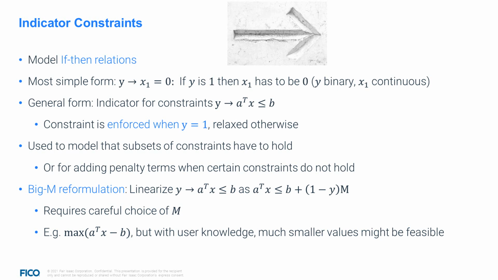When using big M formulations instead of indicator formulations in the model, the value of M has to be chosen carefully. A trivial choice, and one that a solver like Xpress can take automatically, is of course the maximum of A transposed x minus b. However, a much smaller value of M might be feasible if there are other constraints in the model ensuring that A transposed x cannot grow arbitrarily large. So this is something that only you as a modeler might know. And when you decide to use a big M formulation directly, you should take care of finding good, meaning small, big M values.